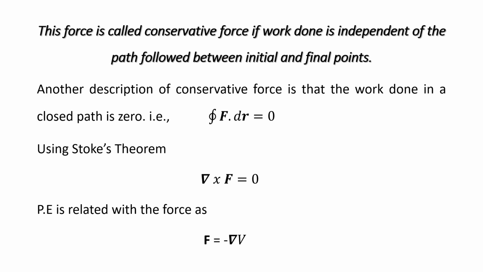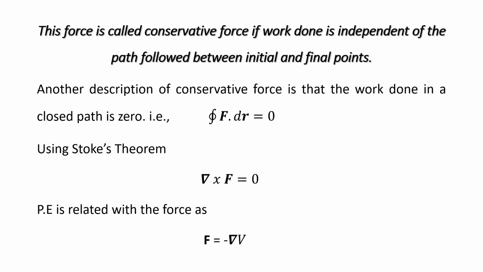We also discussed another description of the conservative force. According to the work done in a closed path, we write the closed integral of F dot dr equal to 0, which shows the force is conservative. A closed path means that the object starts its motion from a point, moves along a path, and returns to its starting point. So the work done along a closed path is 0.